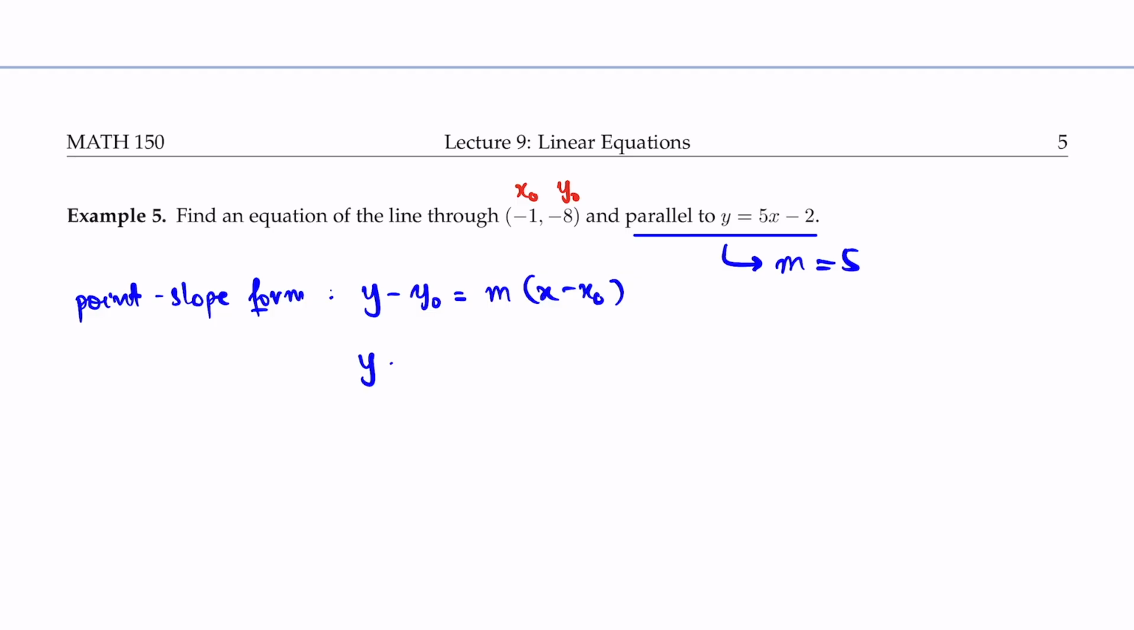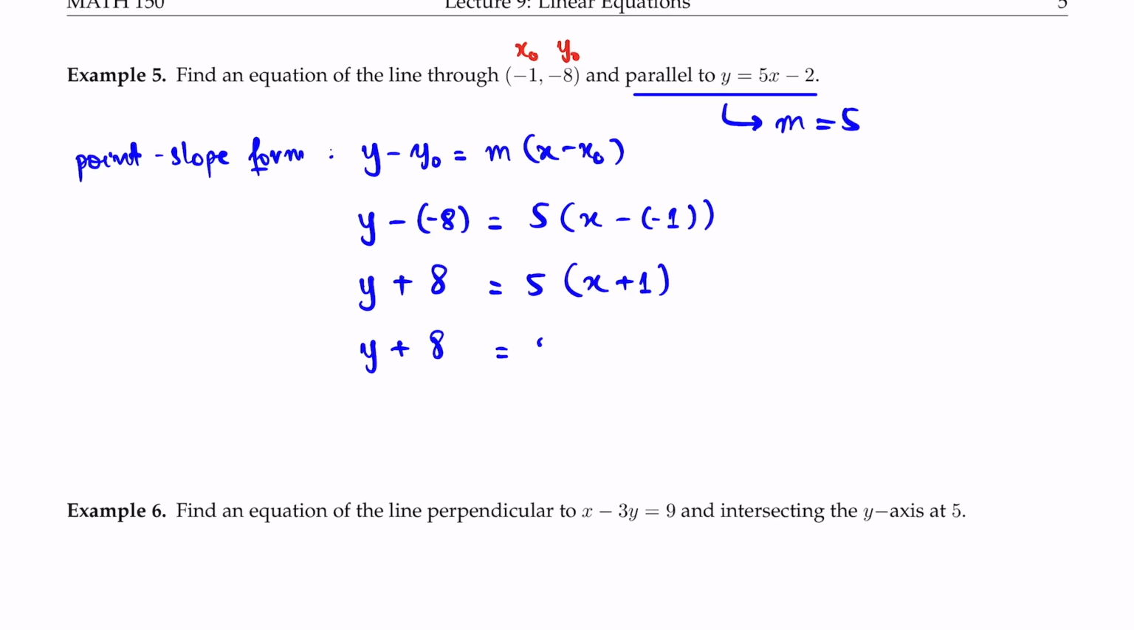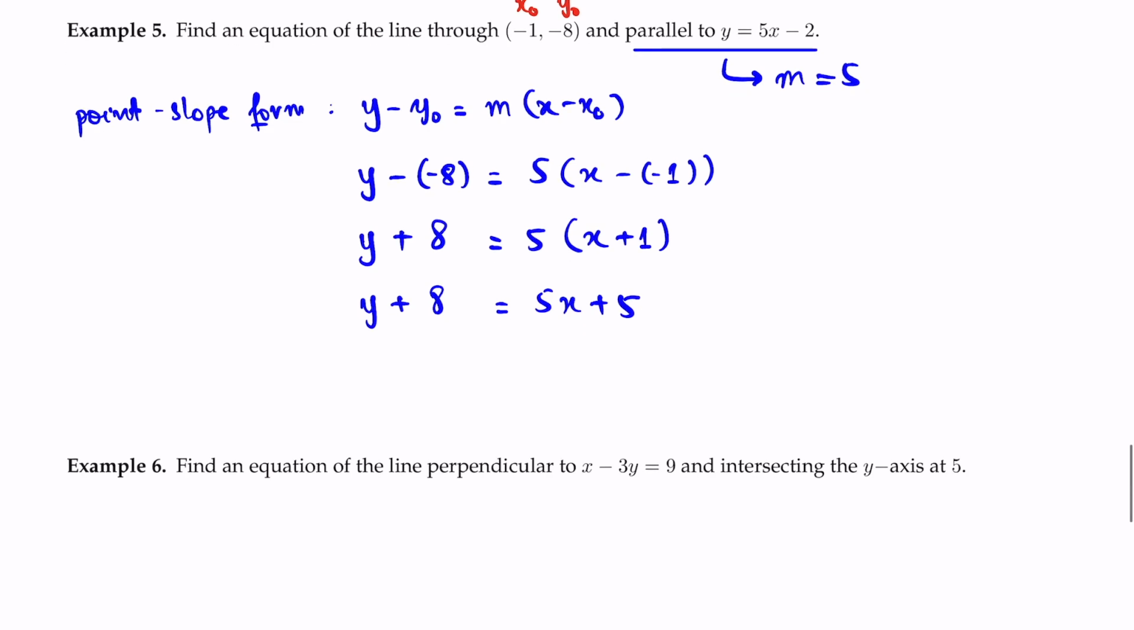So y minus -8 equals 5 times x minus -1. Then simplify this. You have y plus 8 equals 5 times x plus 1. Distribute the 5 and try to solve for y by itself. So 5x plus 5. Then you subtract 8 on both sides of the equation. You get y equals 5x minus 3 for the answer. So this is the slope-intercept form.